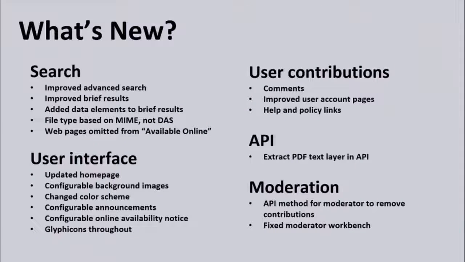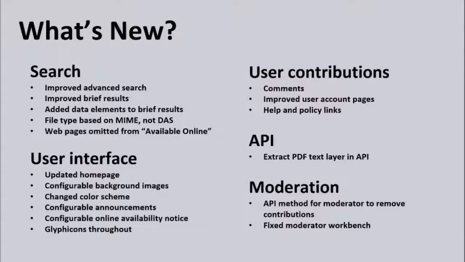Another huge change in this version is an addition of a new user contribution method. So previously we had tags and transcriptions that users could contribute. We still have those, but now you can also comment in the catalog. We've also improved the user account pages, so users can better keep track of their contributions. They can even export them or view another user's contributions. We've also added very apparent help and policy links.